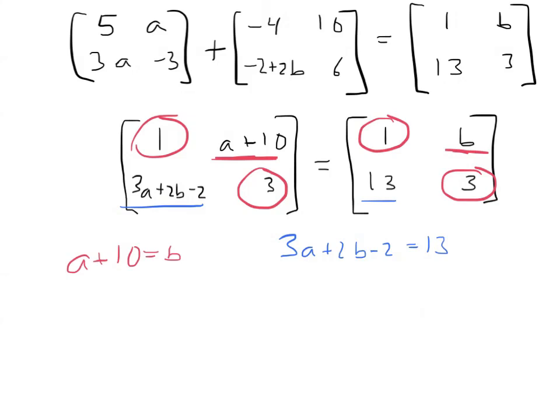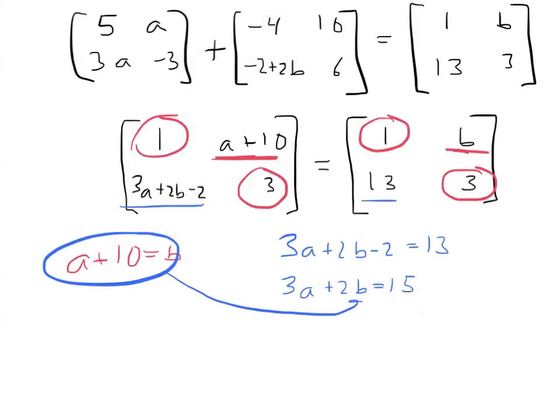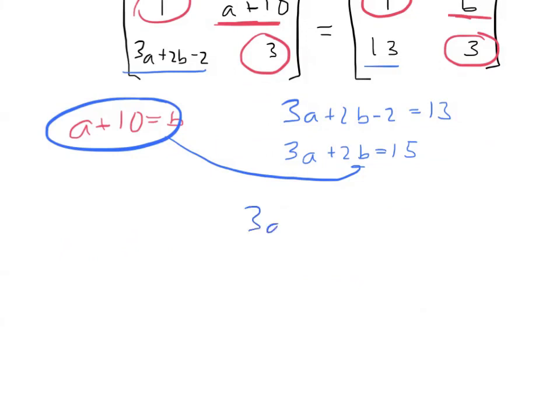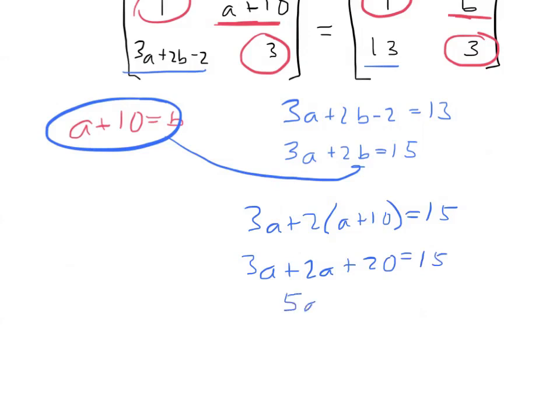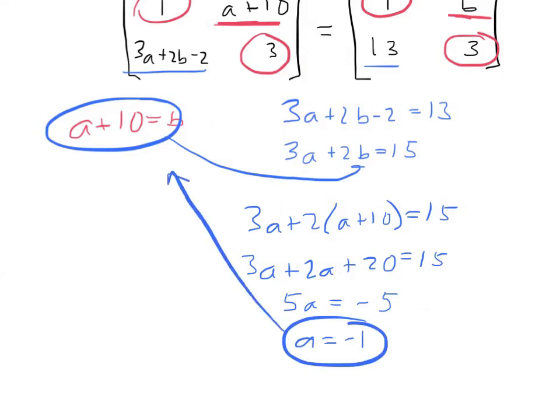So again, for practice with that Algebra 1 concept, pause, do this, make sure you can do it on your own. I've got 3a plus 2b equals 15. Then, because this is already set up so nicely, I'm going to do substitution. I'm going to move this over and plug it in for b. This will give me 3a plus 2 times a plus 10 equals 15. 3a plus 2a plus 20 equals 15. So 5a equals negative 5. So a is negative 1. When I take that and plug it back in, negative 1 plus 10 is b. So b is 9.